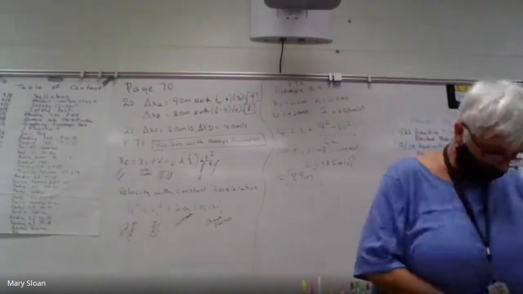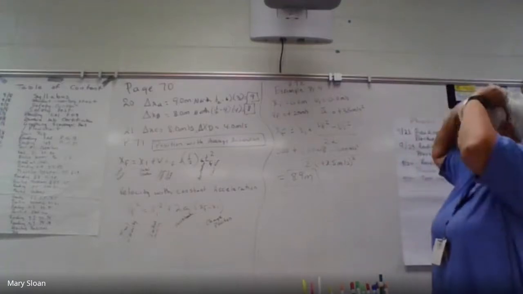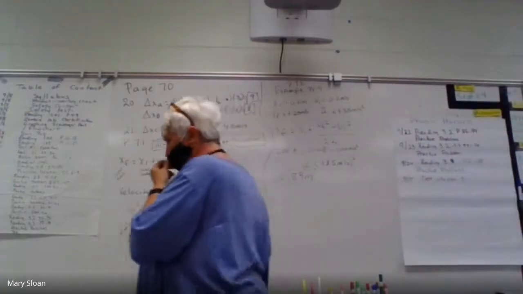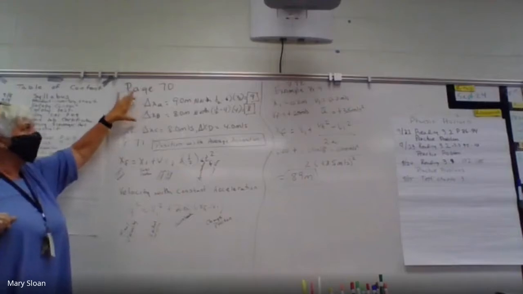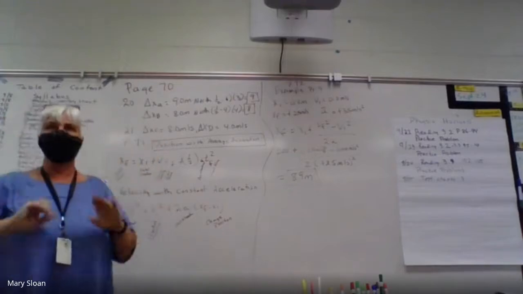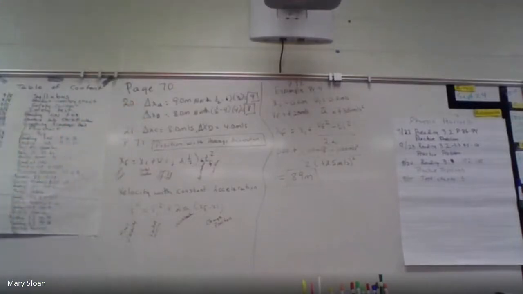Okay, so if you look at page 70, you're going to see some questions it's asking for number 20 and 21. Now, we kind of went over this yesterday, but we didn't quite finish. So what we have is a graph, and this graph has person A and person B, and it's showing their position. What it's asking you for is the change in position of A and the change in position of B.